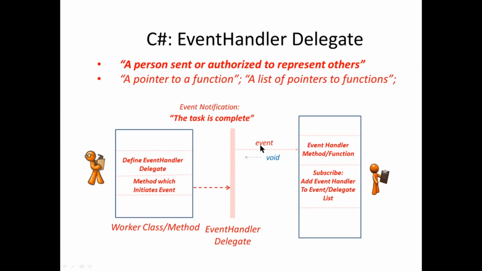So in our case, we show that each subscriber is going to take just an event indication that this task is complete, and they're going to return nothing. So this kind of defines how the subscriber functions will have input parameters and what they will return. So this guy's responsibility is to generate that event handler delegate list of methods and also define how this event handler function in each subscriber is going to be laid out.